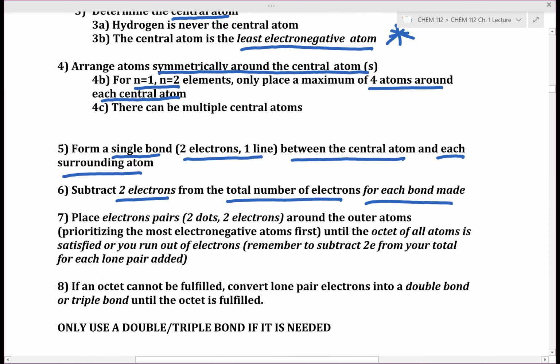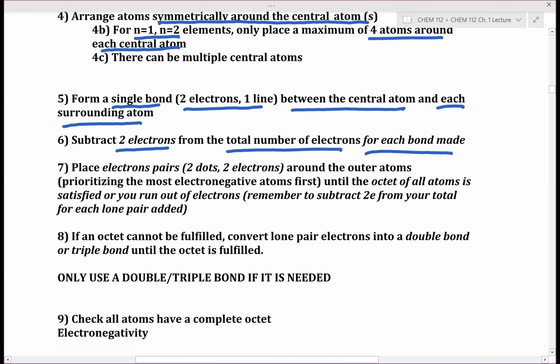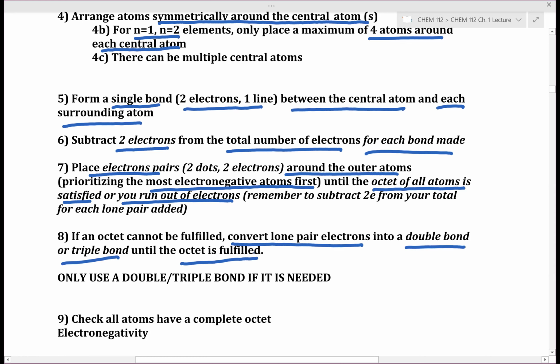Next, and only after you've formed your bonds, you're going to place electron pairs around the outer atoms. And you're going to prioritize the most electronegative atoms first. That makes sense, right? Electronegative atoms want electron density, so you put your lone pairs on the electronegative atoms first. Once you've completed the octet of all of your atoms, or if you run out of electrons, then you'll move on to the next step. If for some reason you've run out of electrons and the octet rule cannot be fulfilled, you're going to convert lone pair electrons into a double bond or triple bond until the octet is fulfilled.